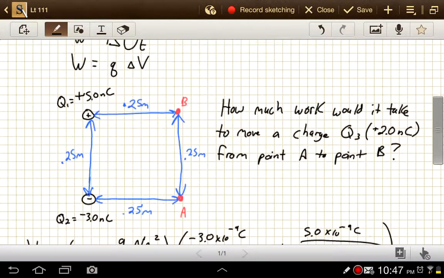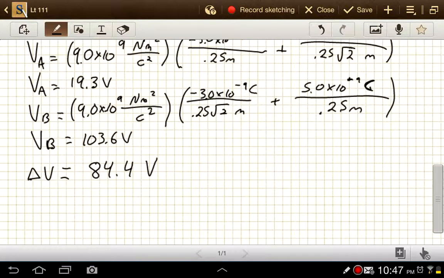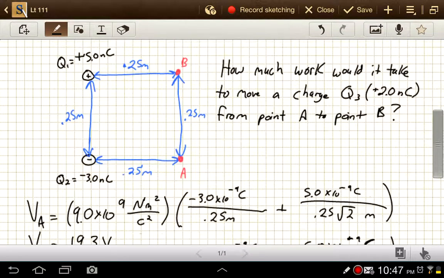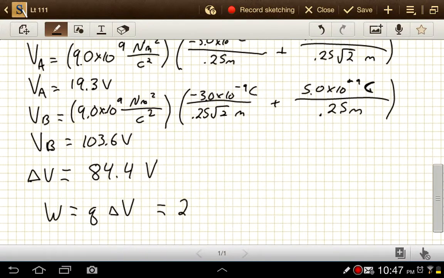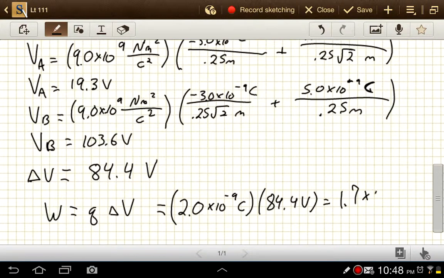And then the work is going to be equal to the charge times the potential difference. Our charge was 2.0 nanocoulombs, 2.0 times 10 to the negative 9th coulombs, times 84.4 volts. And now we get a work required of 1.7 times 10 to the negative 7th. And work is in joules.